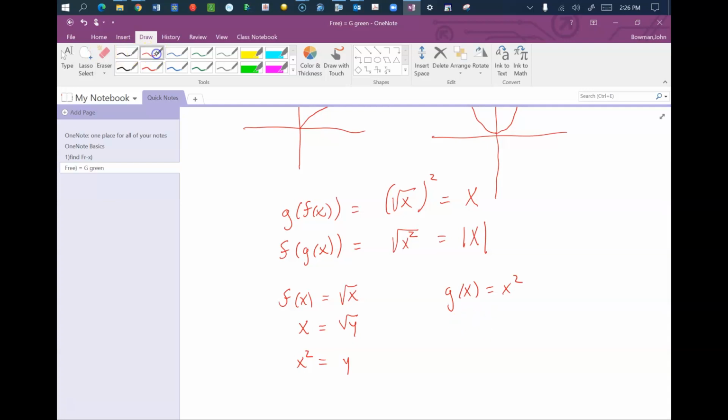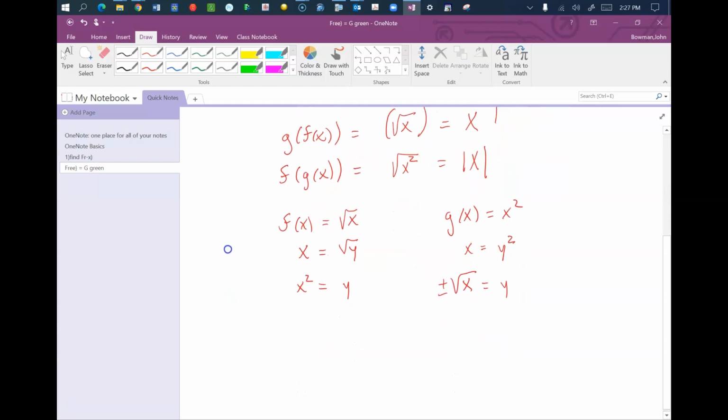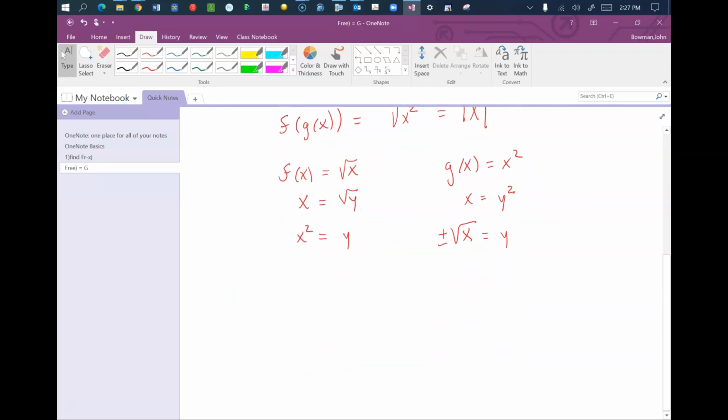start out with x is equal to y squared, and when we solve that, we would get y is equal to plus or minus the square root of x. And that's where on the graph, you're missing that minus square root of x part up there. So you do technically have to show algebraically, if you're going to solve for the inverse, that if you solve one for the inverse, you get the other, and vice versa.